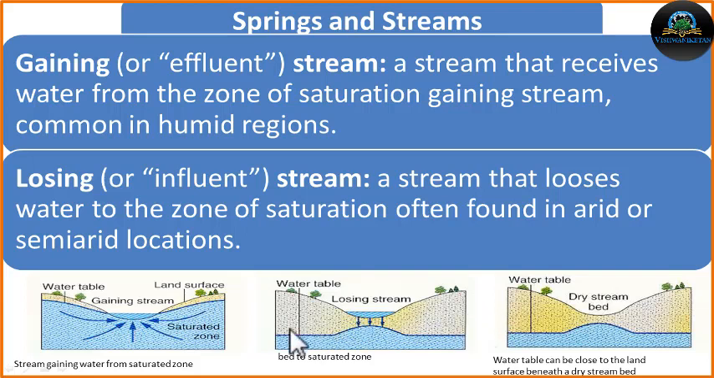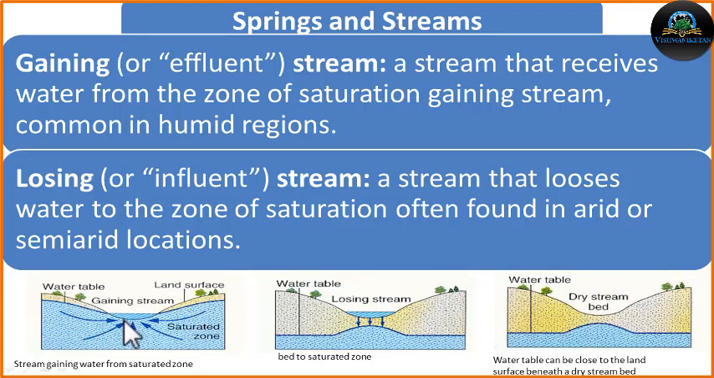This is common in humid regions. This is an example of the gaining stream. This stream is fed by the groundwater itself. If a stream is flowing in a particular area, it doesn't mean that this may be the table of groundwater.